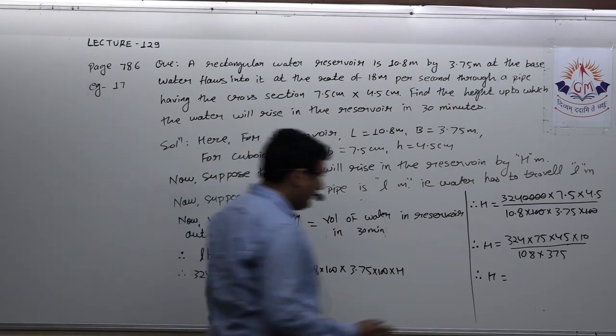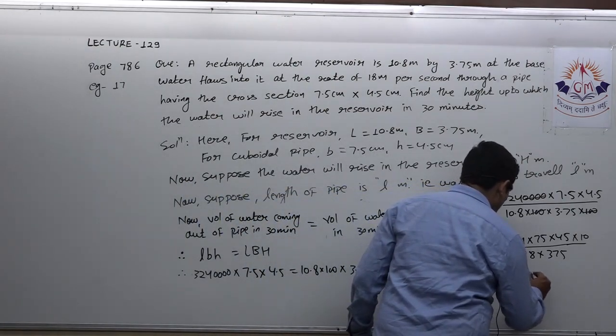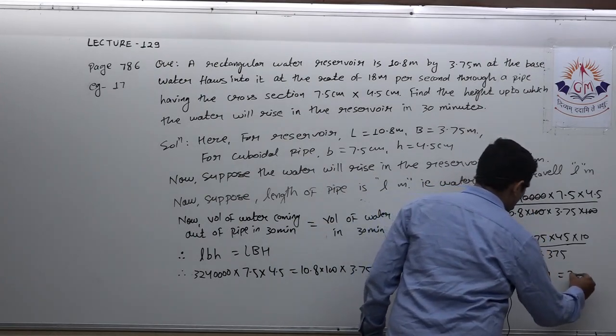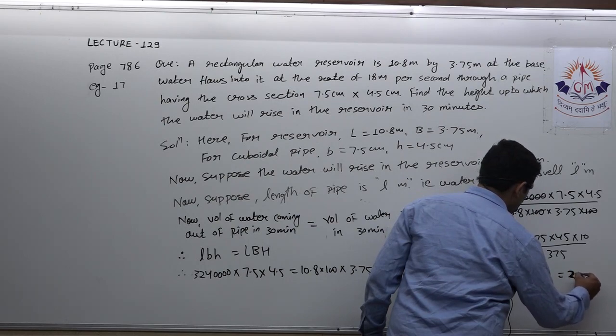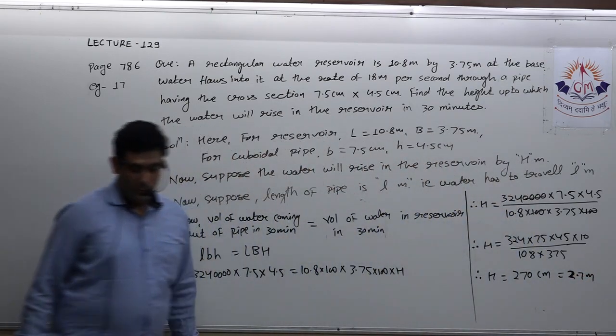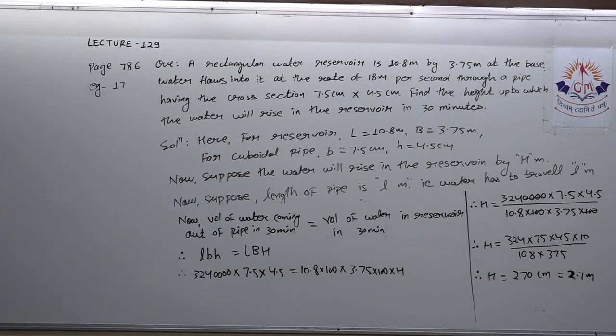Okay, so when you simplify this, you will get 270 centimeters. That is 2.7 meters. So this is the final answer. Please complete this and then we'll see the next question.